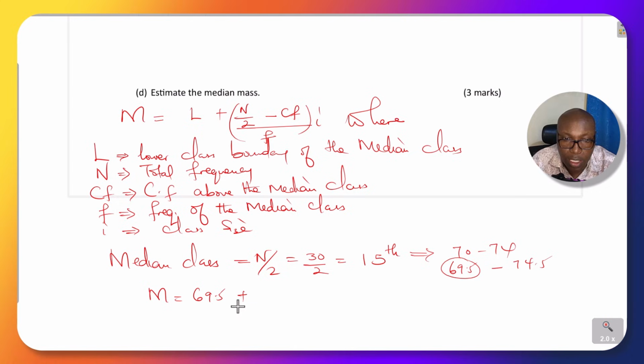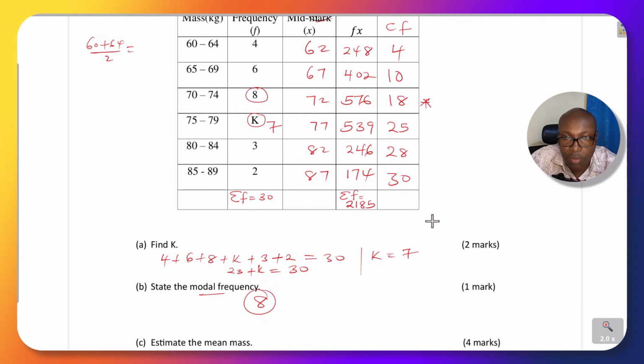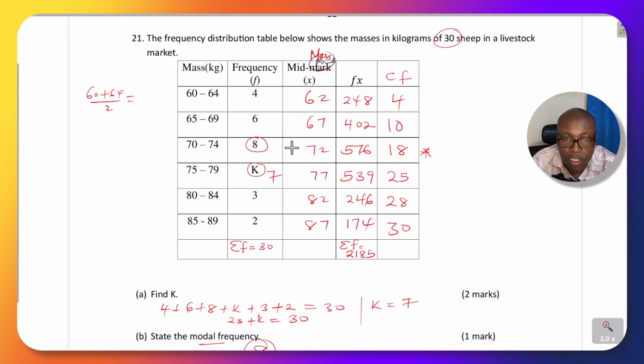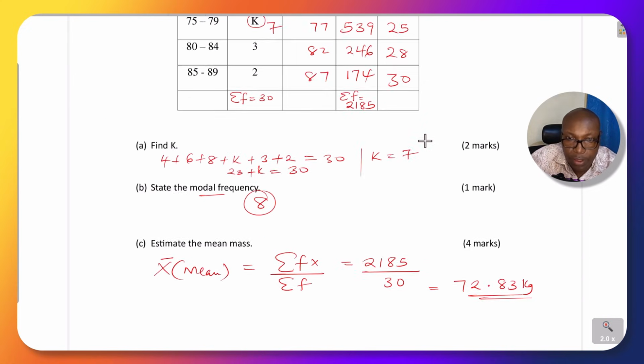Then plus N over 2. N is the total frequency, which is 30. So 30 divided by 2, you get 15. Then subtract the cumulative frequency, CF, above the median class. The cumulative frequency of the median class is 18, so the cumulative frequency above that class is 10.